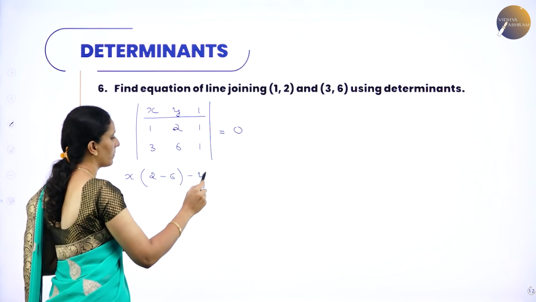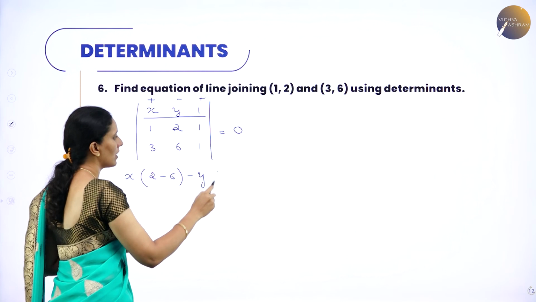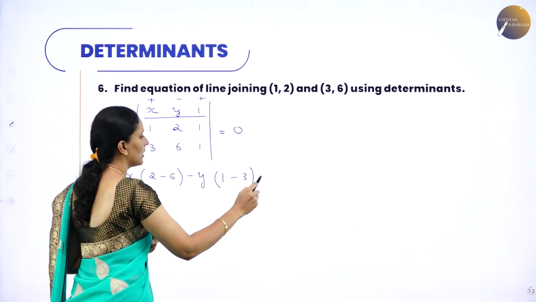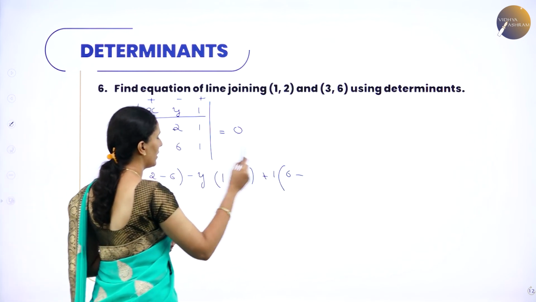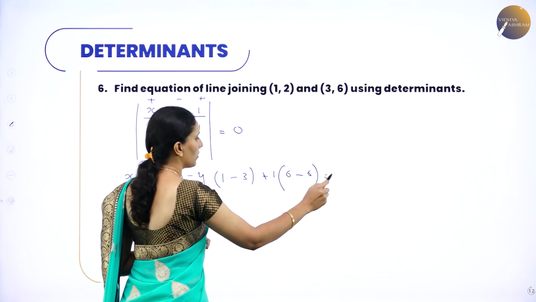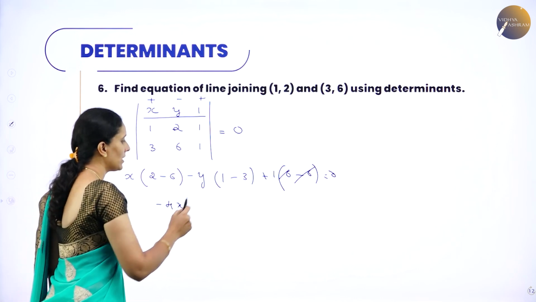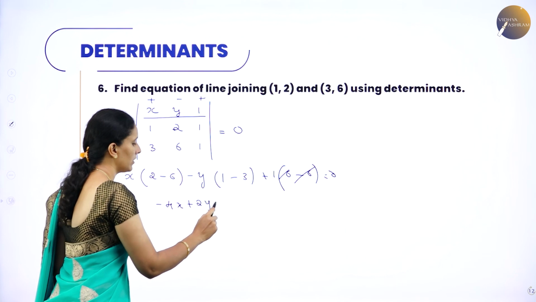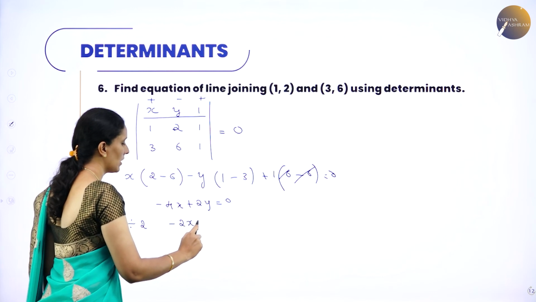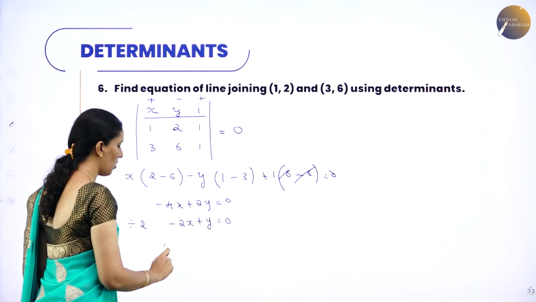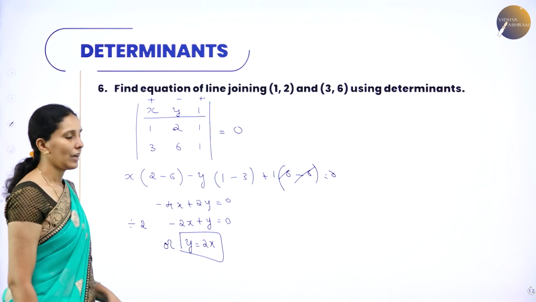Next, minus y, because this is plus minus plus. Minus y means delete the column, delete the row: 1 ones are 1 minus 3 ones are 3. The last one is 1; delete row, delete column: 1 into 6 is 6 minus 3 into 2 is 6, is equal to 0. So here this becomes 0. Now here we have minus 4x, minus 2 minus y becomes plus 2y is equal to 0. Or dividing throughout the equation by 2, we get minus 2x plus y is equal to 0, or y is equal to 2x. So this is the equation of the straight line required.